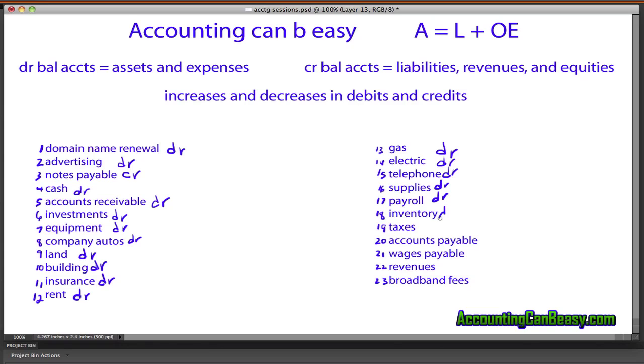Payroll, inventory. What about taxes? What about accounts payable? Wages payable. Revenues. Broadband fees. Okay, let's see how you did.